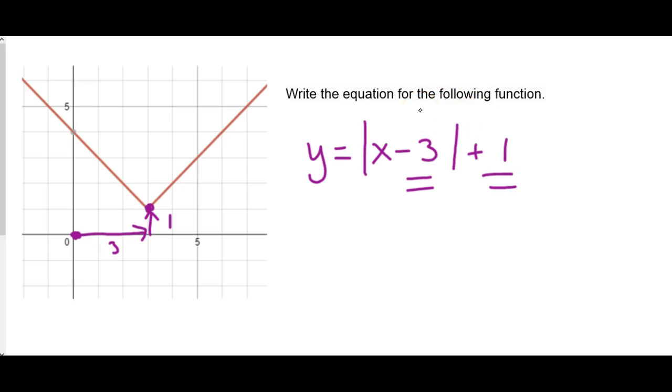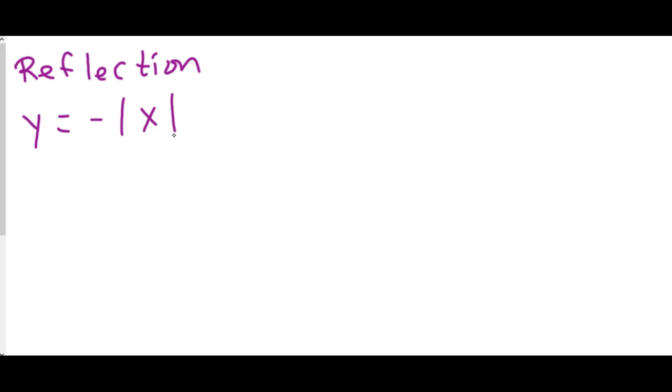Now, there's more to it than just this. You can do more than just shifts. You can also do a stretch and a shrink, or a reflection. So a reflection is when you put a negative in front of the absolute value bars. And this could be any, negative 2, negative 1/2. All of those would still reflect.